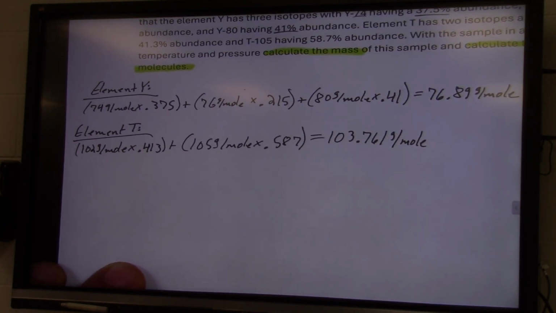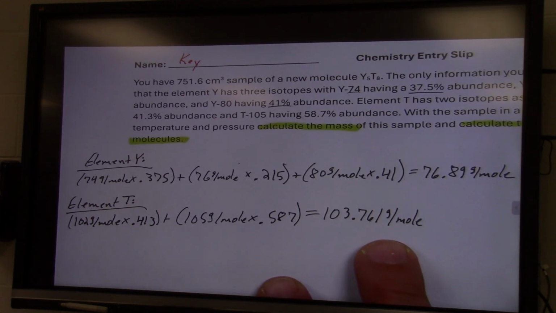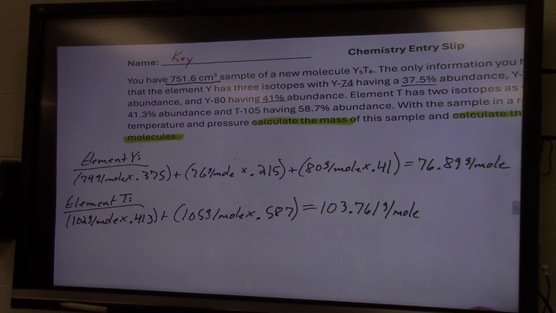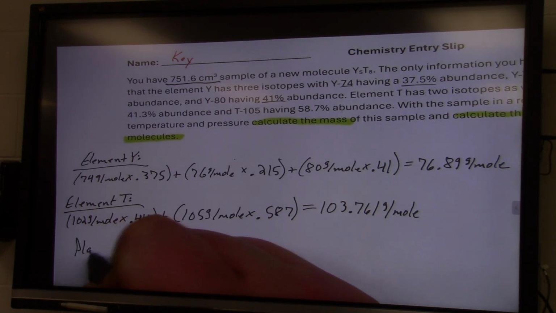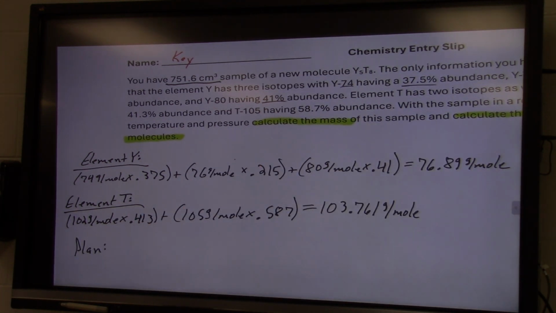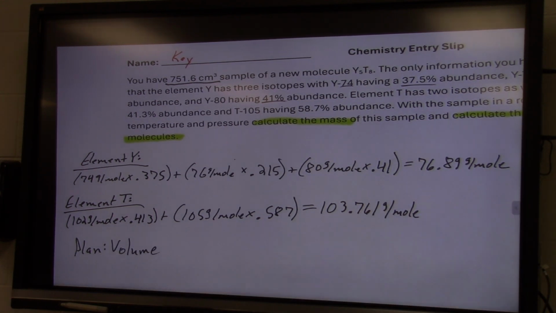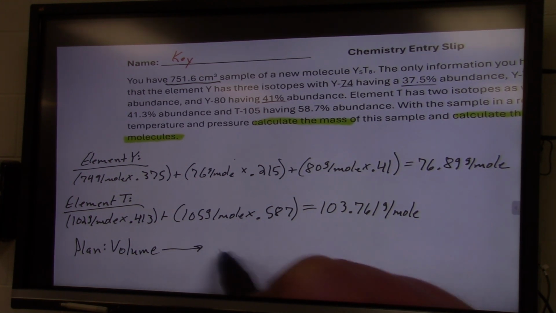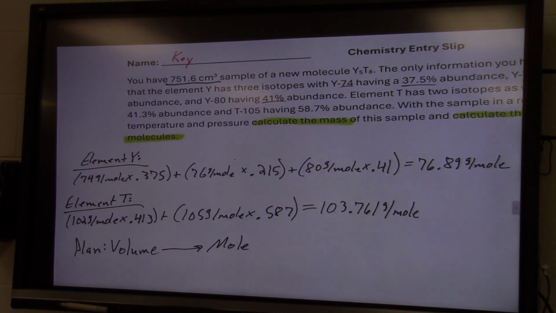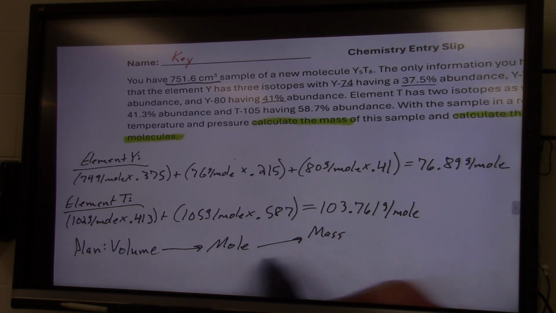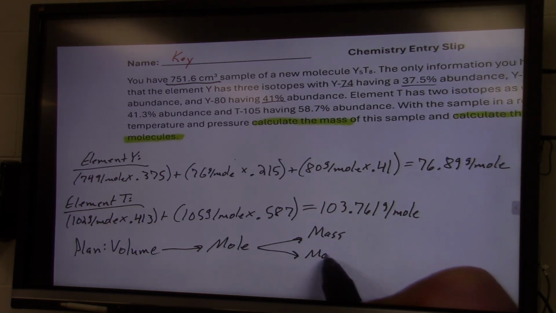Very good. So starting this problem off, I start you with 751.6 cubic centimeters. So let's make a plan. I'm starting in volume. I go from volume to mole. Then from mole, I have to go two different places. I have to go to mass, but I also have to go to molecules.